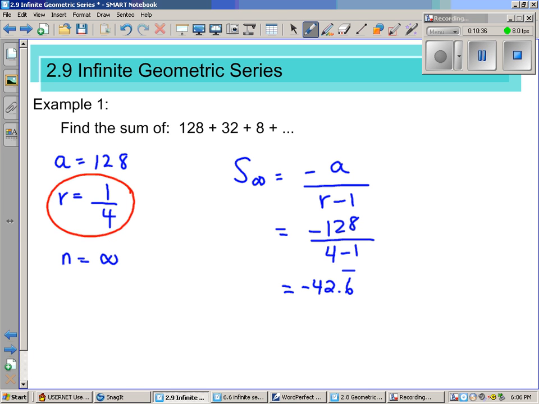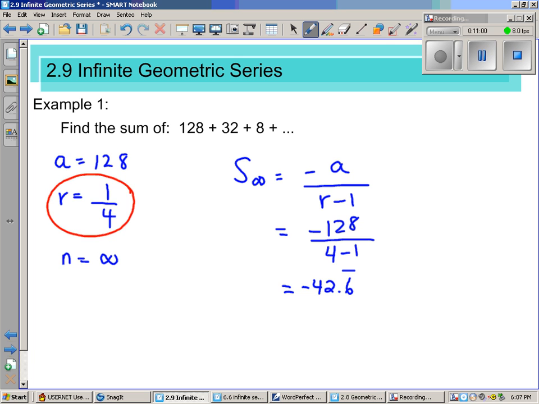So if I was to add it up forever as that went, I get negative 42.7, basically. All right, so where do the negatives come in? Well, remember, it's getting smaller and smaller and smaller forever. So that's where the negatives come in here. Okay? That's not very hard using the formula.